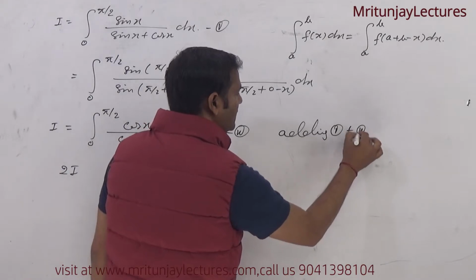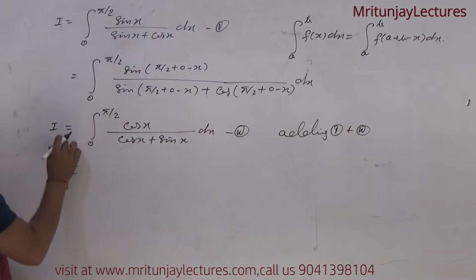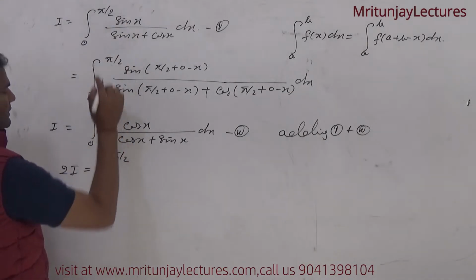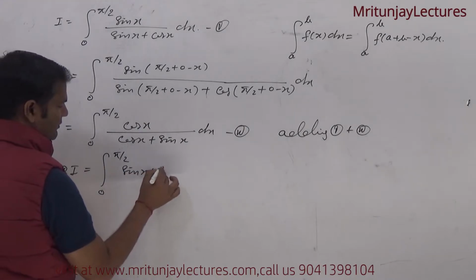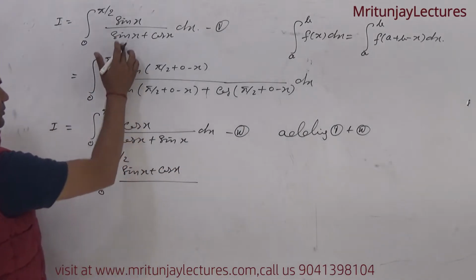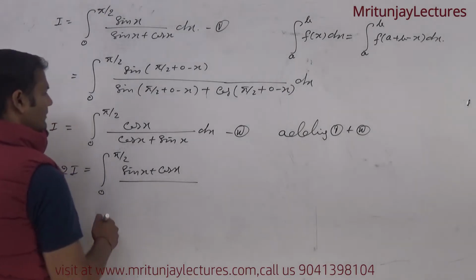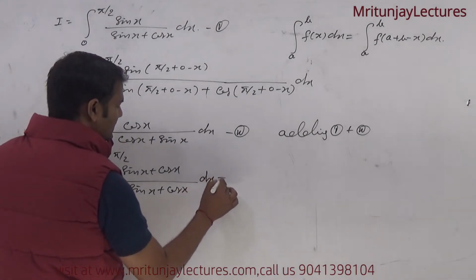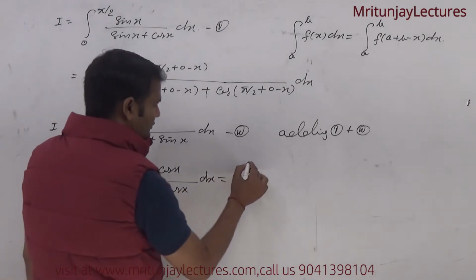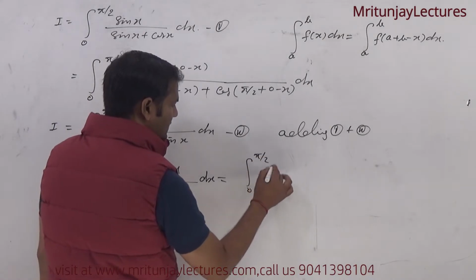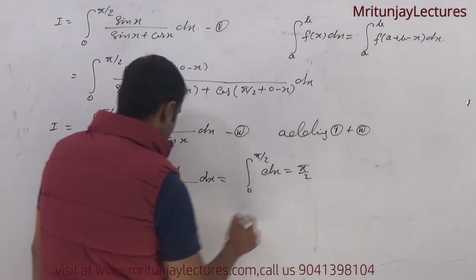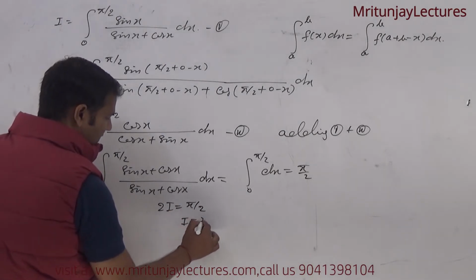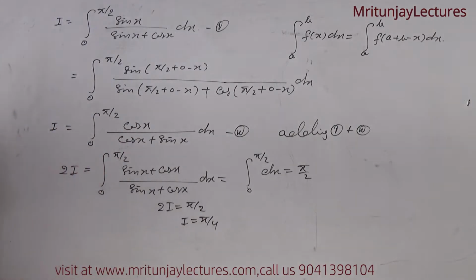After adding, 2I will be equal to the integral from 0 to pi by 2 of sin x plus cos x over sin x plus cos x dx, because both denominators are the same. This is 1, so the integral from 0 to pi by 2 of dx is pi by 2. So 2I is pi by 2, so I is pi by 4. This is the final answer.